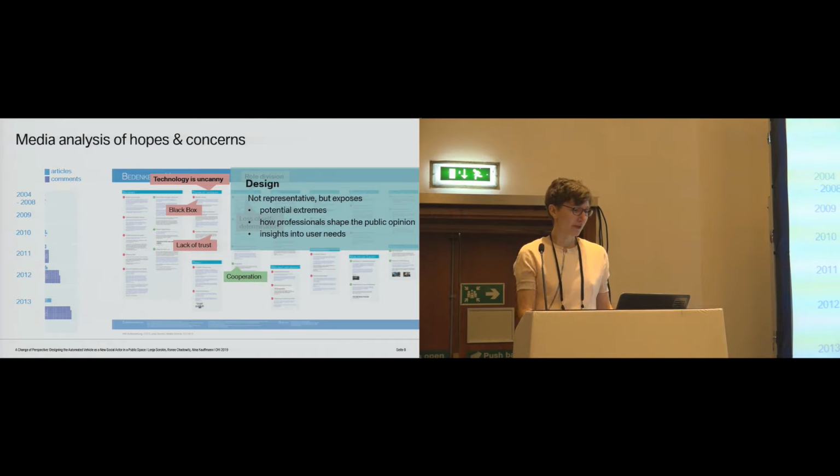So altogether, this data might not have been representative, but it exposed for us the potential extremes and how professionals would shape the public opinion. So for our design process, we got very valuable insights into user needs, and especially the 2 main requirements, which was that the vehicle needs to communicate and that it needs to be absolutely cooperative.